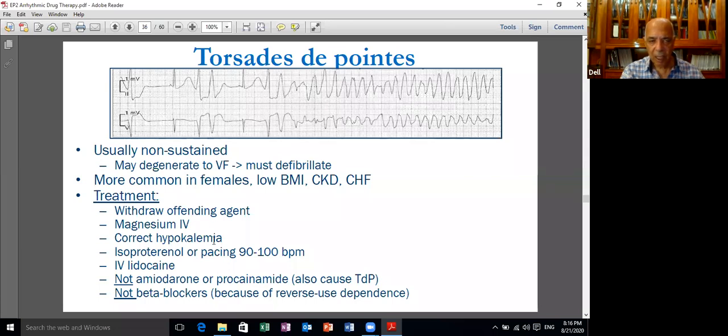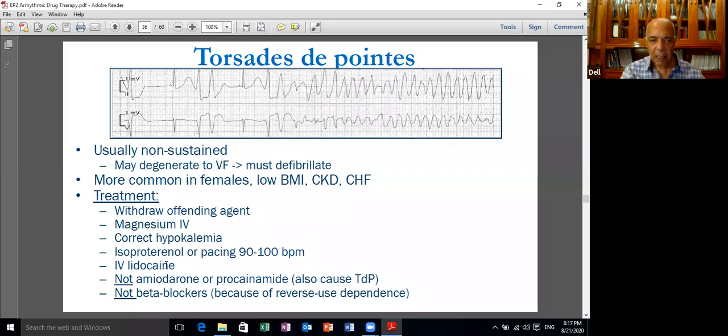You correct the hypokalemia, you accelerate the heart rate, because as I told you repeatedly, drug-induced torsade de pointes is bradycardia dependent, in contrast to hereditary or familial torsade de pointes, which is tachycardia dependent. So the familial form is treated by beta blocker, whereas torsade de pointes as a result of drug is treated by increasing the heart rate, either pharmacologically by isoproterenol or electrically by pacing.